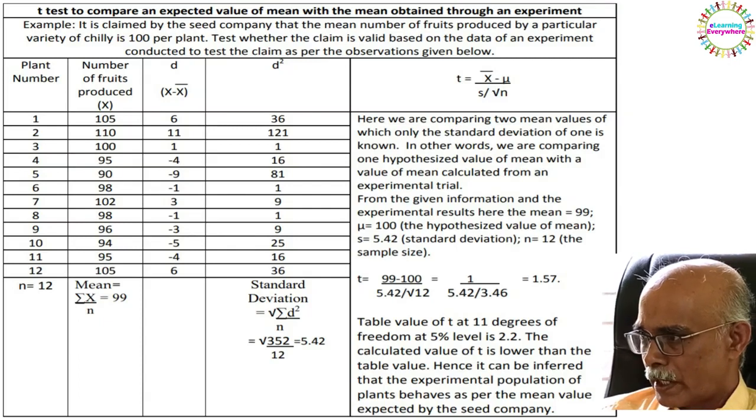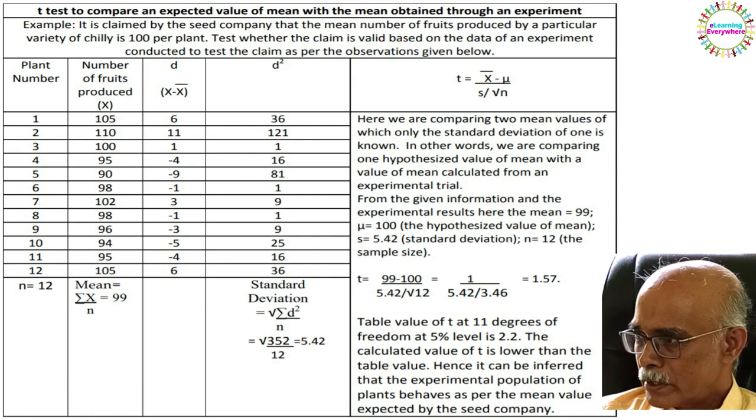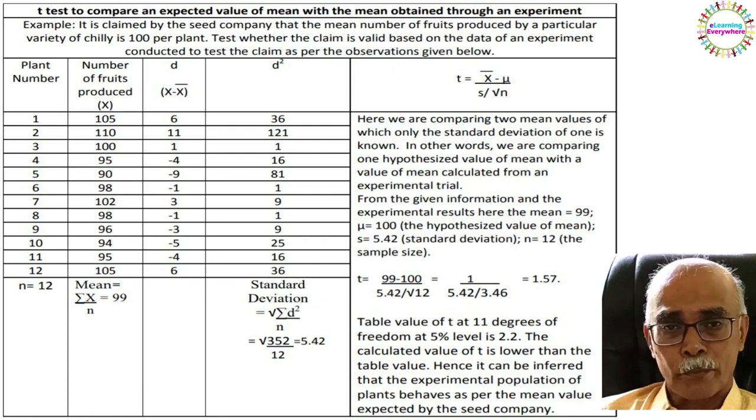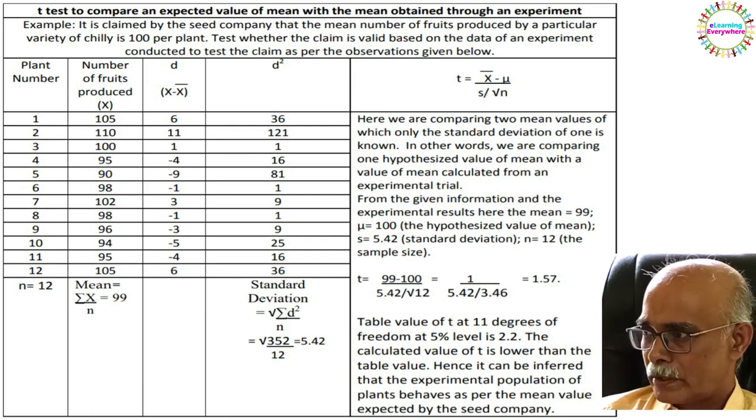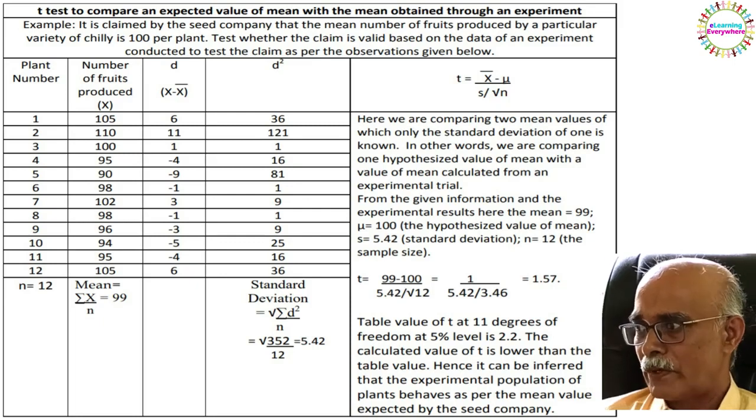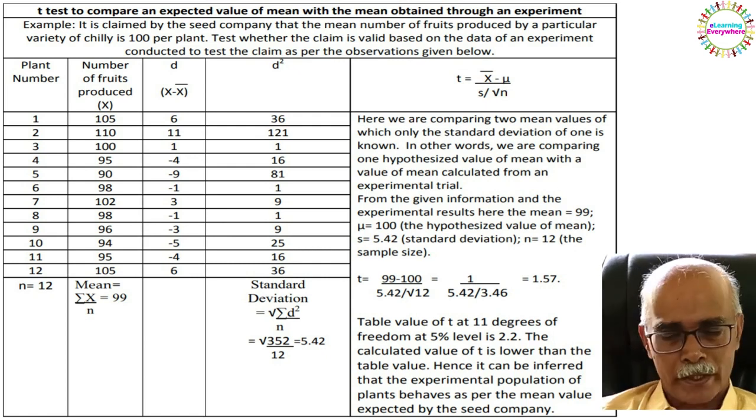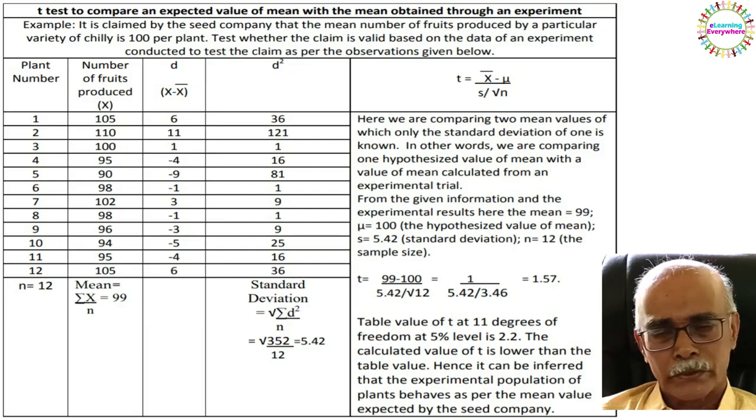X bar is the calculated value of the mean, which is 99, mu is 100, standard deviation is 5.42, and n is 12. Substituting in the formula, you get 1.57 after your calculations as the t value. So the calculated value of t is 1.57. Then you have to see certain things.